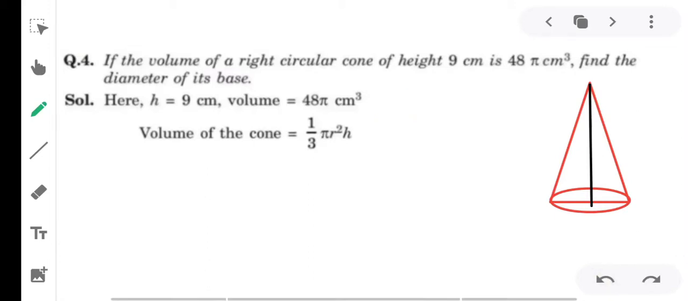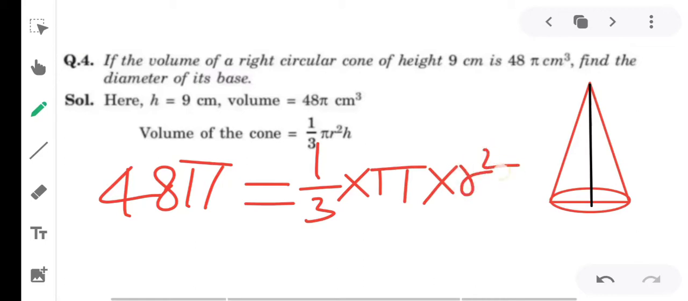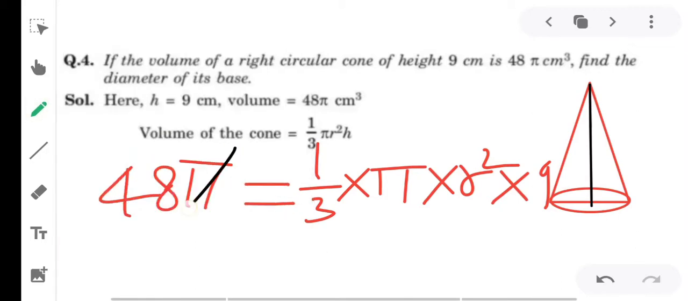for that, and we also have the value of the pi. So what we can do, volume of the cone is given, that is the 48 pi, right? 48 pi, and here the formula is 1/3 multiply pi and r square, radius we do not know, but we know the height, that is the 9 centimeter. So here you can see that on the left hand side and right hand side you have the pi, so pi is cancelled out, the pi, right?